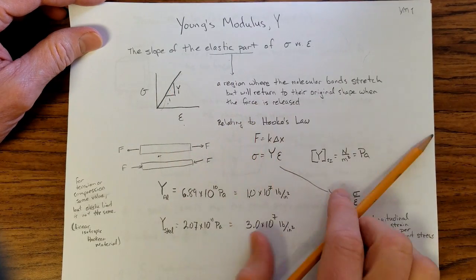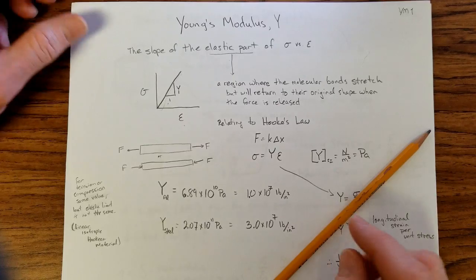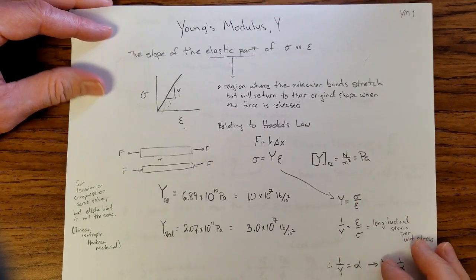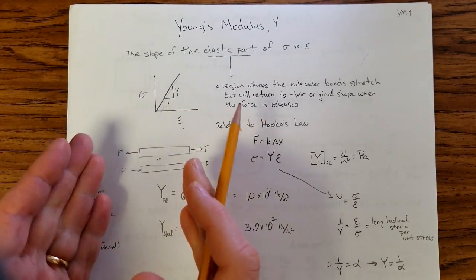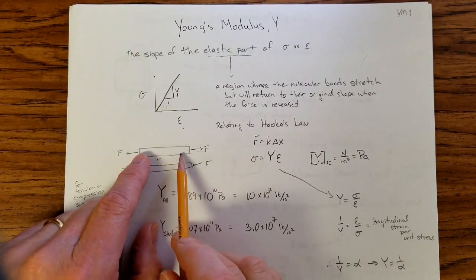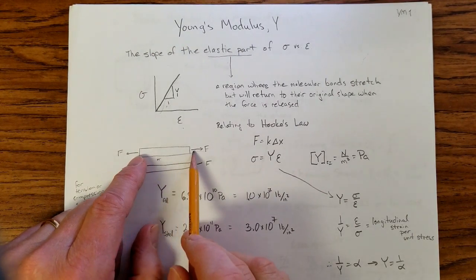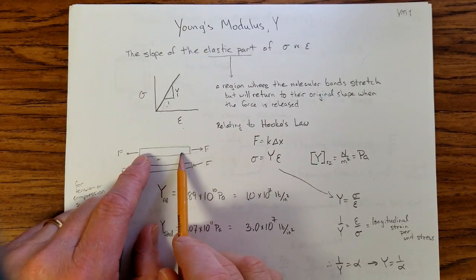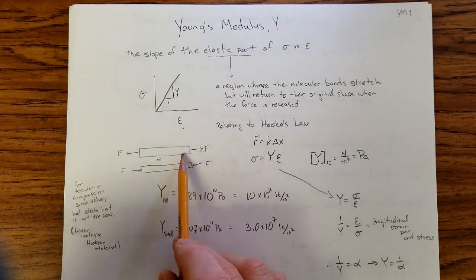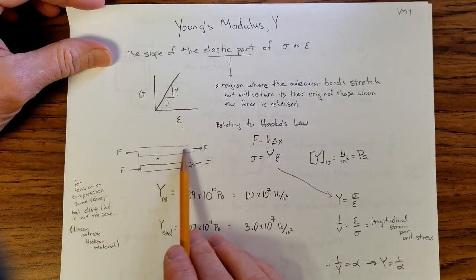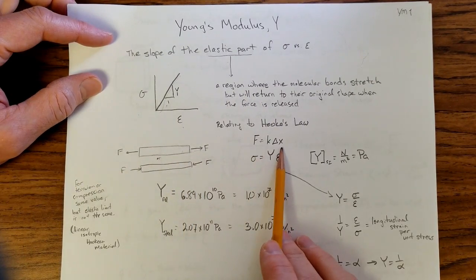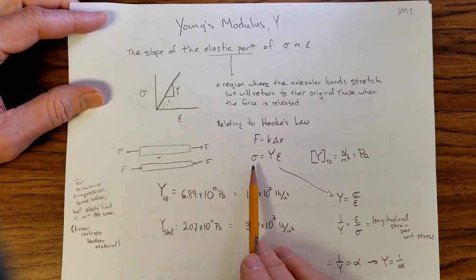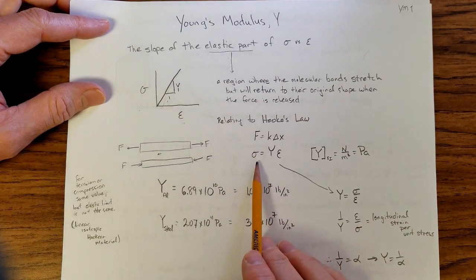It's the point where the molecular bonds will stretch, but will still return to the original shape when the force is released. It is, in essence, because I apply a force here and I'm pulling it out, there are forces within the material that are trying to pull it back into normal. That is the force that is causing the stress. And so when you release this external force, it's the stress that brings it back. It does relate to Hooke's law very much. And in the other video, we do more direct connection between Hooke's law and the stress-strain relationship.